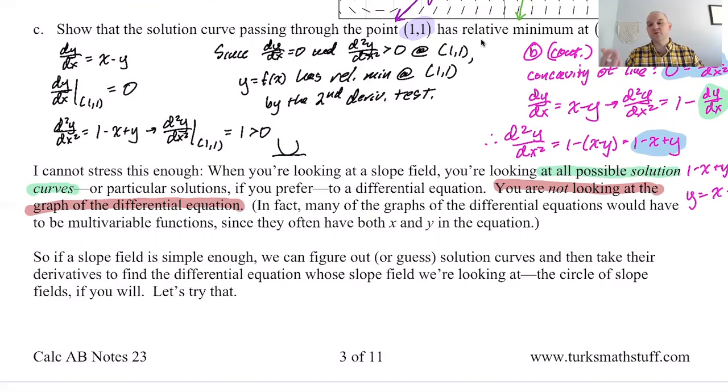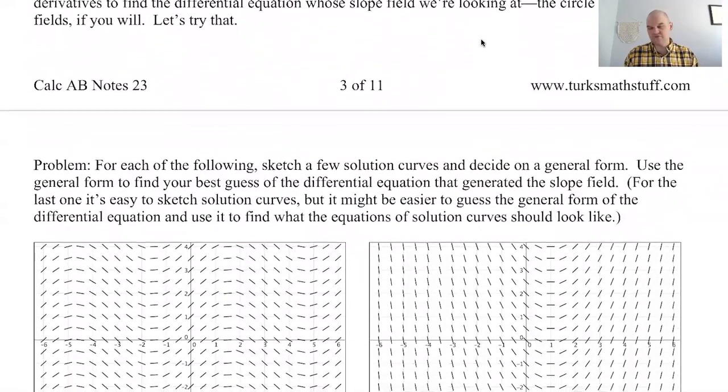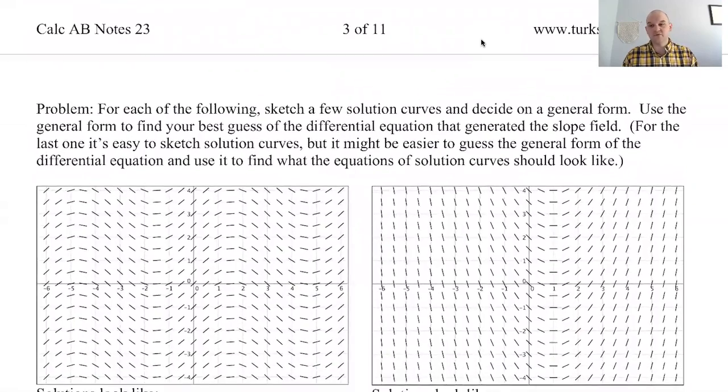The slope field will look like all these little tangent segments, and if you back up enough and look at it, you're like, oh, I can see a lot of parabolas there. So when you're looking at a slope field, you're not looking at the graph of the differential equation, you're looking at all of the possible particular solutions. It's hard to get your head around that, and I don't know that people necessarily actually do confuse them, but I wanted to really clarify that.